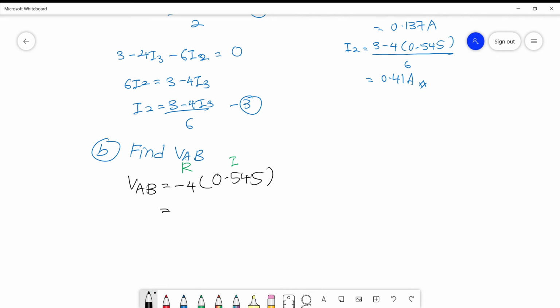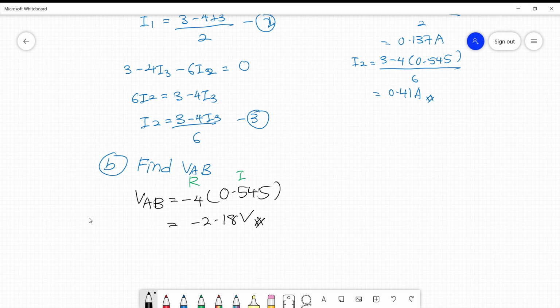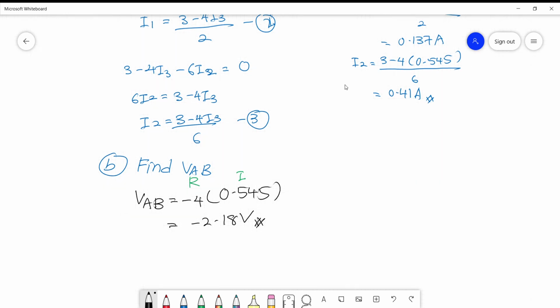Okay, so negative 4 times 0.545 is equal to negative 2.18 volt. So this is how we find the electric potential across A and B. Okay, I think we've done the second question.